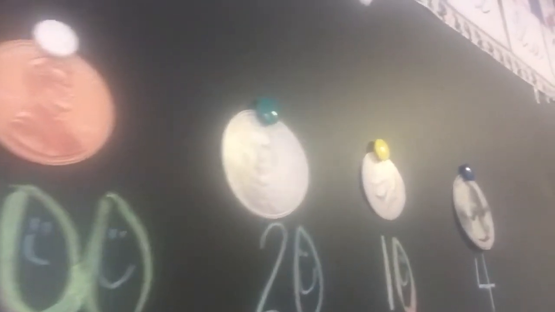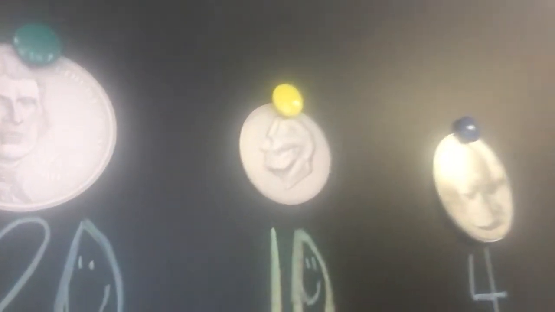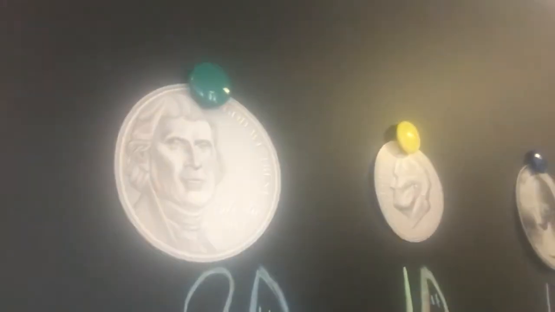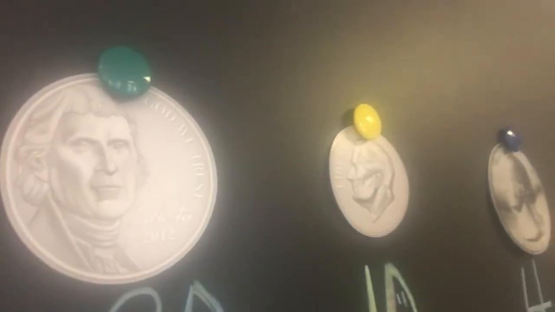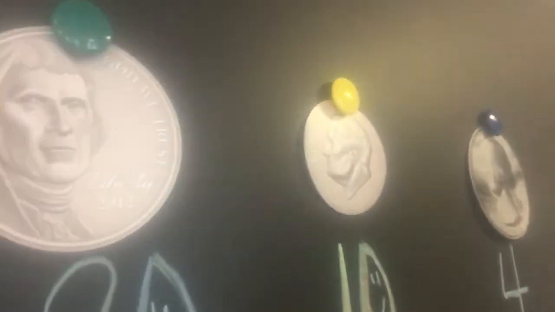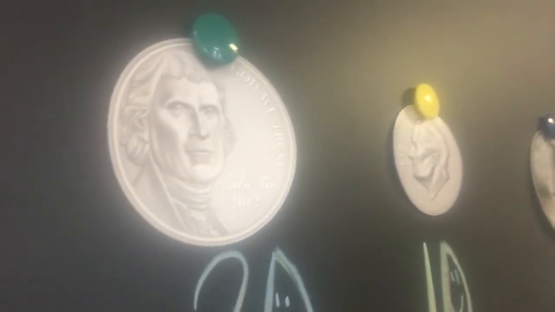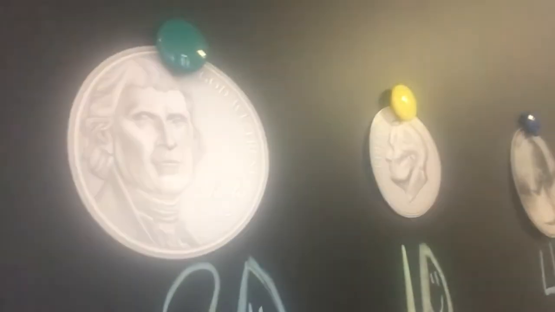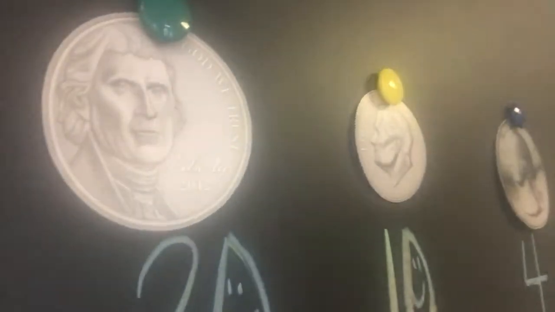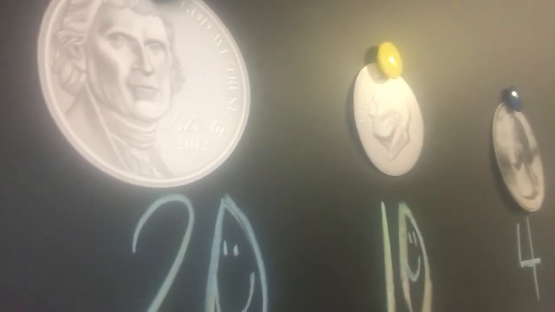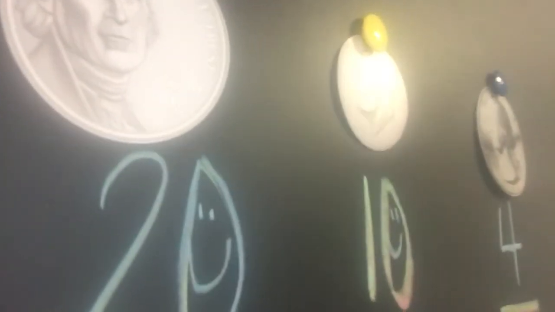All right. The next coin we have is a nickel. Don't get him confused with a quarter. Look at the president. Look at his hair. A nickel is worth 5 cents. We count nickels by fives. It would take 20 nickels to make $1. 20 nickels to make $1.